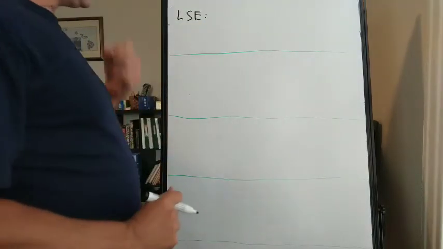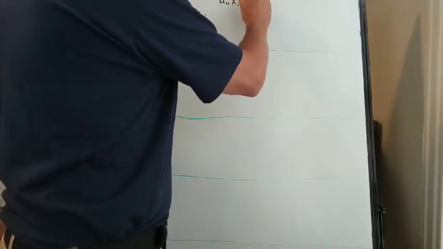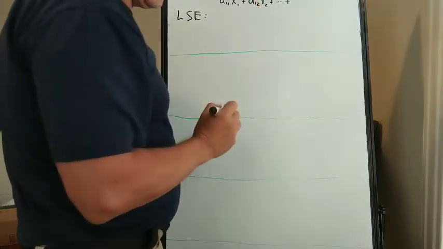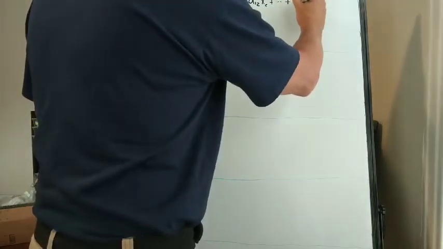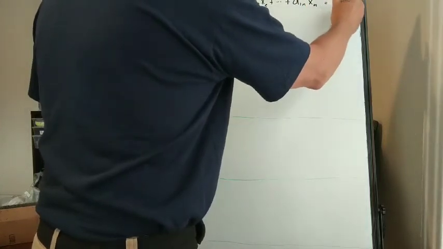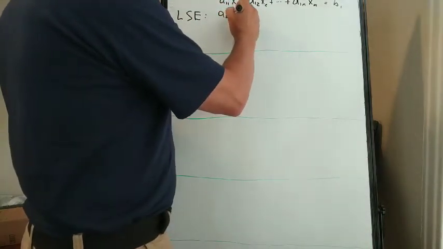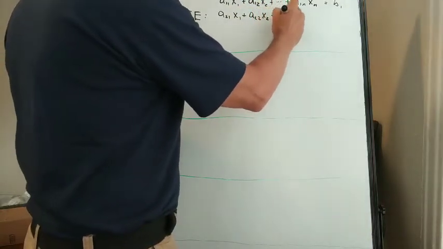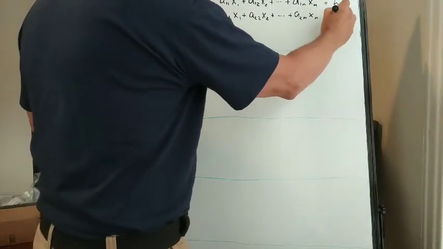A linear system of equations looks something like a11x1 plus a12x2, etc., up to a1nxn equals b1. That's the first equation. And then a21x1 plus a22x2, etc., up to a2nxn equals b2.